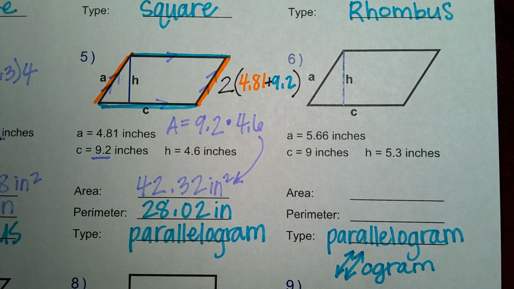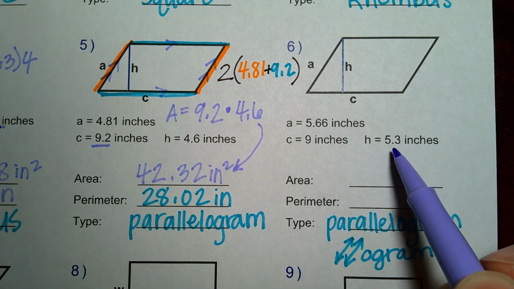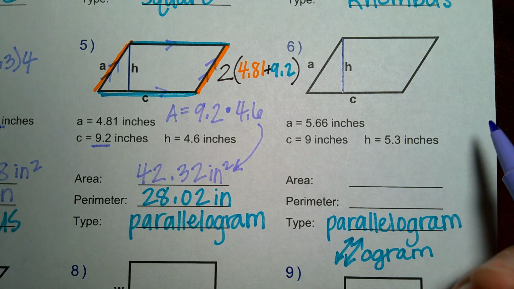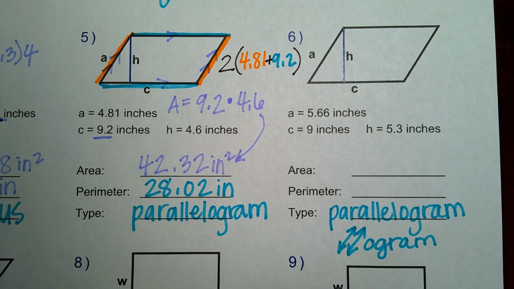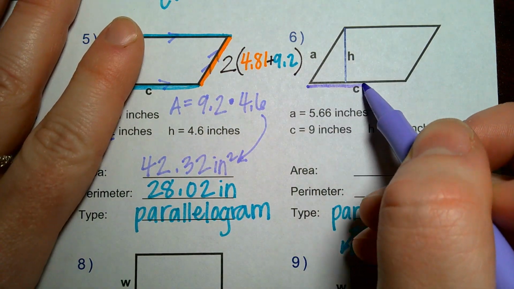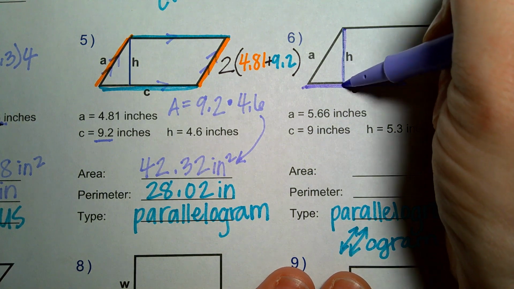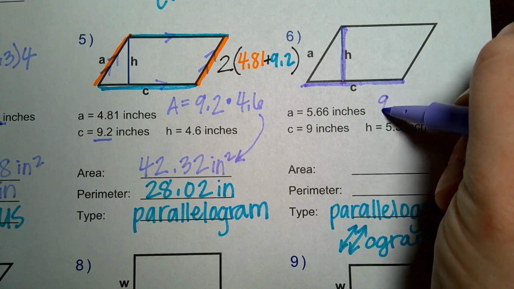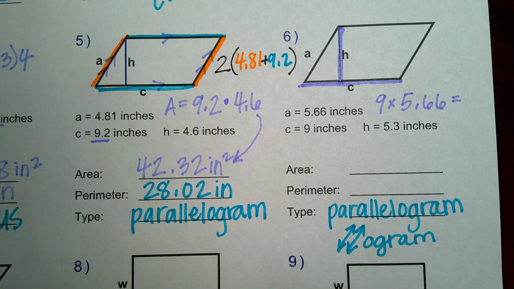Okay, how are we going to find the area of this parallelogram? It's 5.66. What is it? You have to do 9 times 5.3. Okay, so how did you know to use 9 instead of 5.66? That's the base. We're always going to be using the number on the bottom. The bottom is the base and the height. So C times H, or 9 times 5.66. And that's going to give us what?